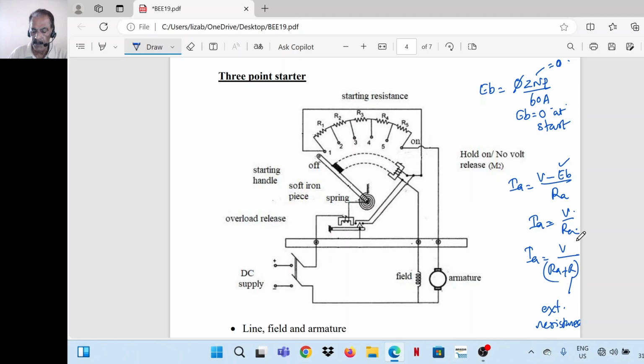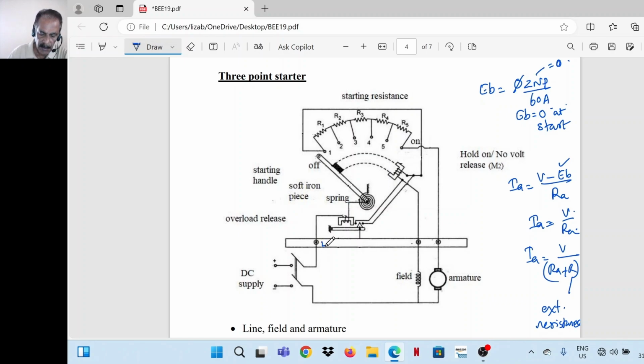So we add a suitable resistance in series with the armature at start, so that armature current at start is well within limits, so that no damage is happening to the motor. And slowly this resistance is cut out and motor comes to the rated speed. So that is what is required. So accordingly, here see the circuit.